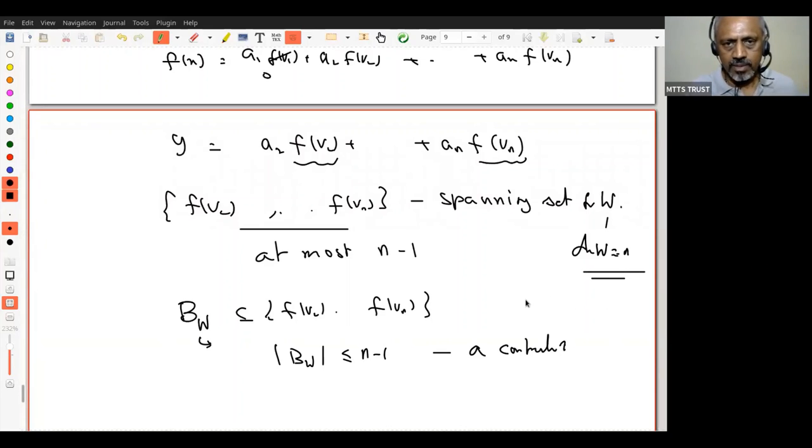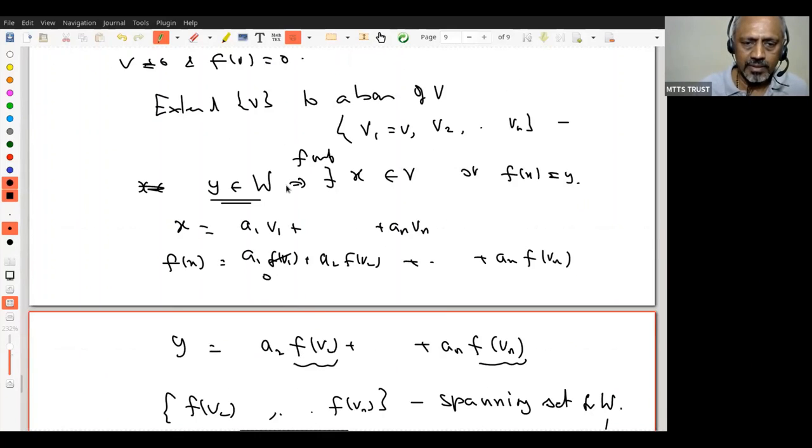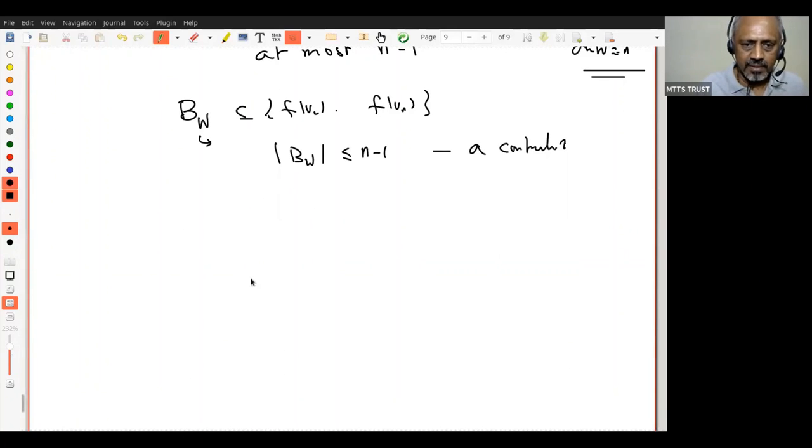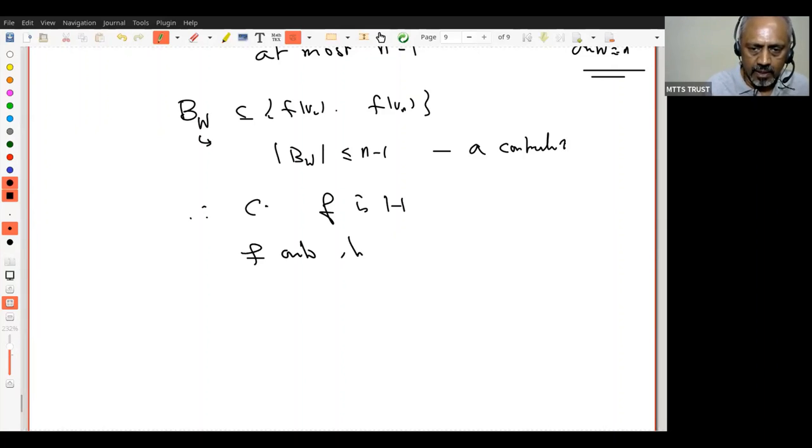But what do I know? Any two bases have the same number of elements. Therefore, the number of elements in BW must also be n, but it is at most n minus 1. This contradiction shows f must be 1-1. Therefore, f is 1-1. What have I shown? f is linear and onto, and now you have proved it's 1-1. That means f is a linear isomorphism.